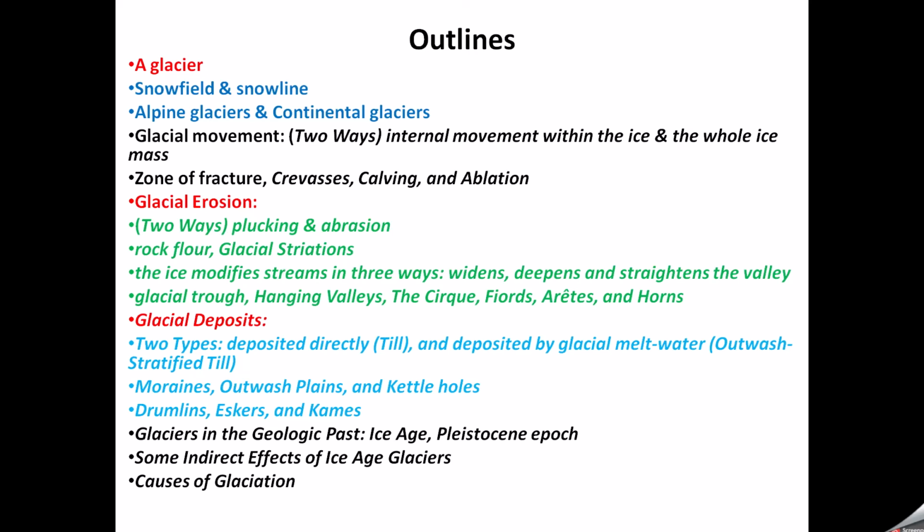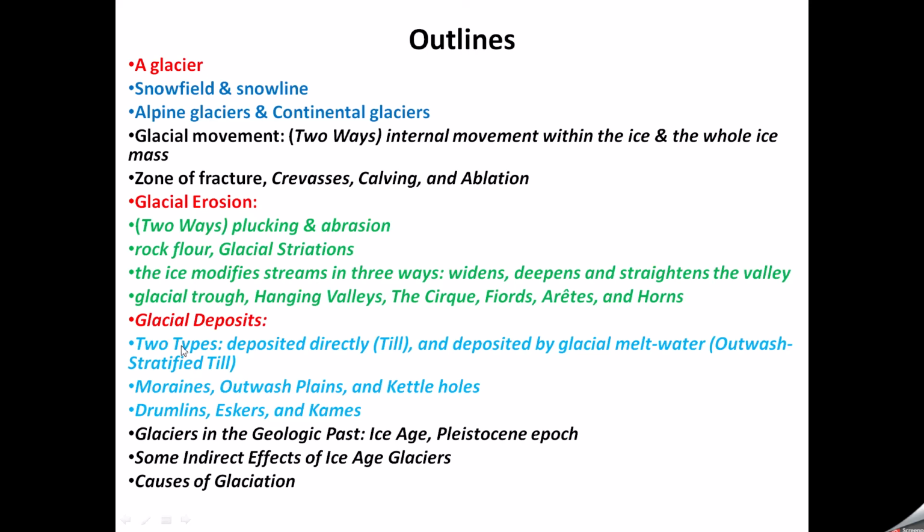glacial striation. The ice modifies stream valleys in three ways: widening, deepening, and straightening valleys. And we have a glacial trough, hanging valley, cirque, fjord, arêtes, and horns. Arêtes is a French word here.